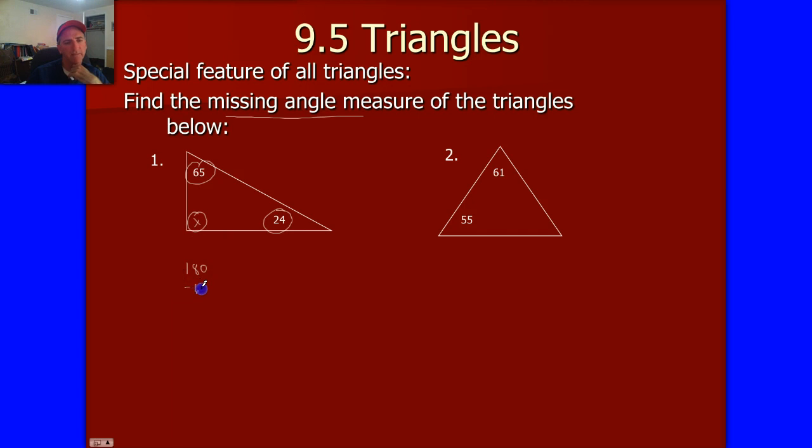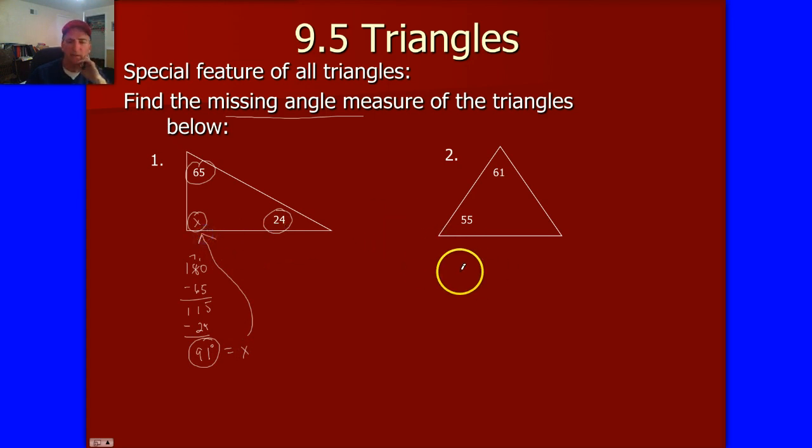I'll subtract 65. Okay, if I subtract 65, let's see, it's 7 right there, right? 10, subtract, you got your 5, 6, there's 115. Now I'm going to subtract the 24. All right, 5 minus 4 is 1, and 11 minus 2 is 9, so you have 91 degrees is the measure of x. So that angle is 91 degrees.